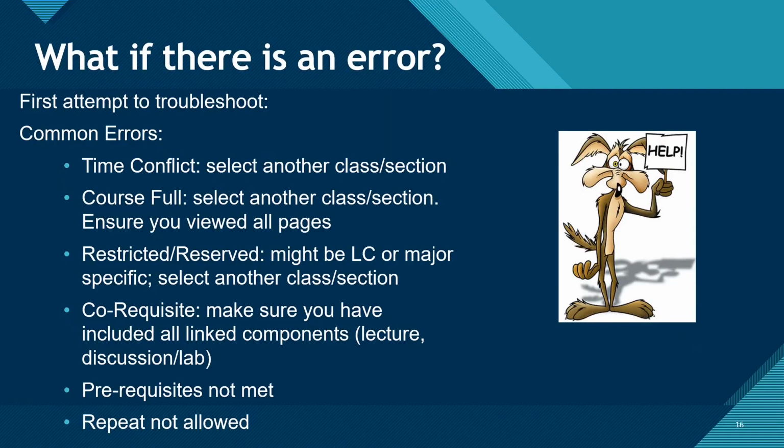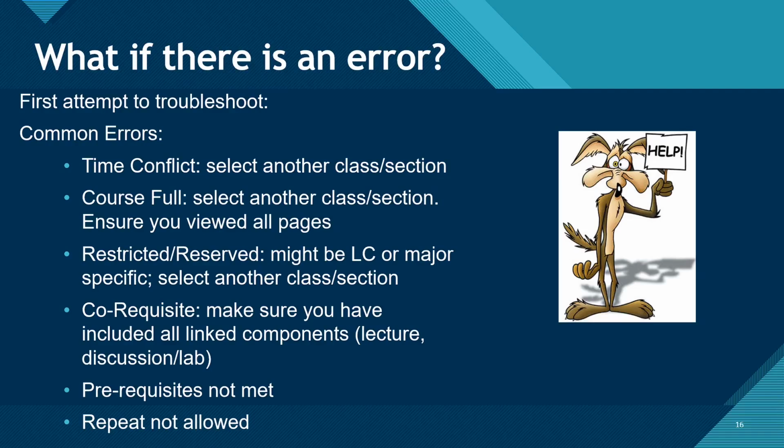If you encounter any errors in registering, you should first attempt to resolve the issues yourself before contacting the Enrollment Management Center or the Learning Community coordinators. If you are unable to add a class, an error message should pop up in the top right of your screen with more detailed information. On this slide, we have listed several of the most common issues, as well as their explanations or potential resolutions.